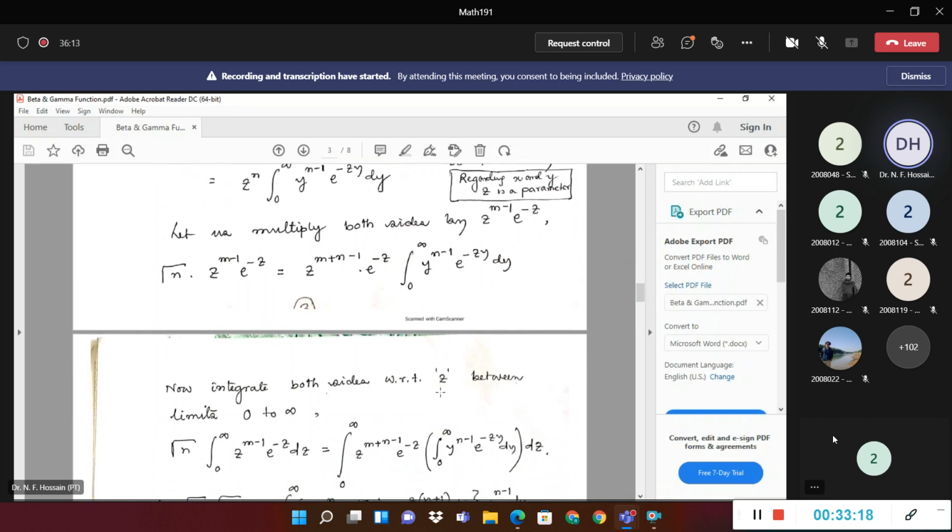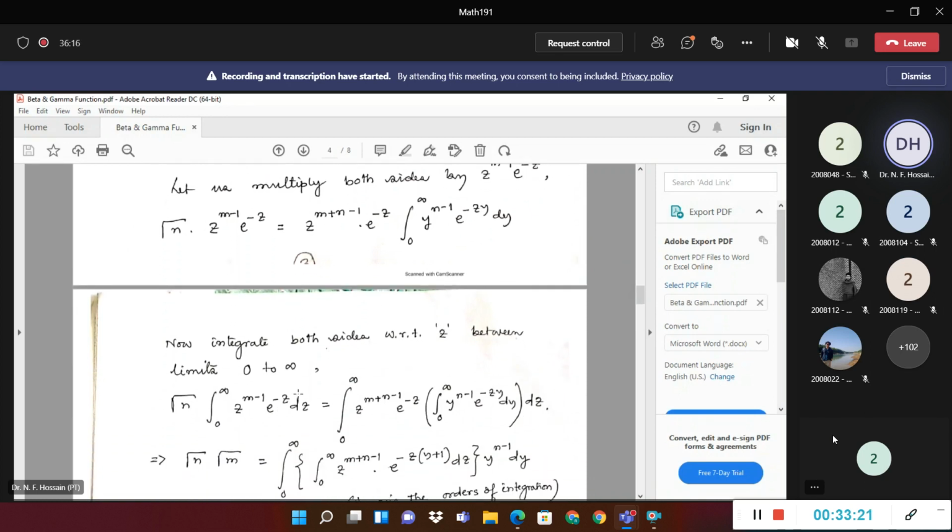Now we integrate both sides between limits 0 to infinity with respect to z. In the left side, gamma n integral 0 to infinity z to the power m minus 1 e to the power minus z dz. And in the right side, integral 0 to infinity, then this whole thing lies under this integration sign. But since this is a function, after integration there will be no y, so the whole thing will be a function of z.